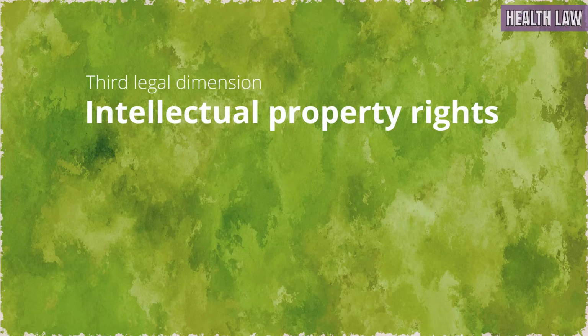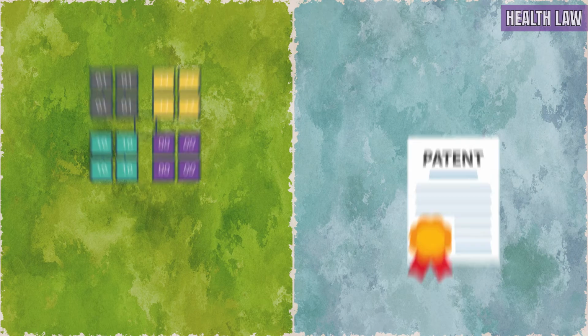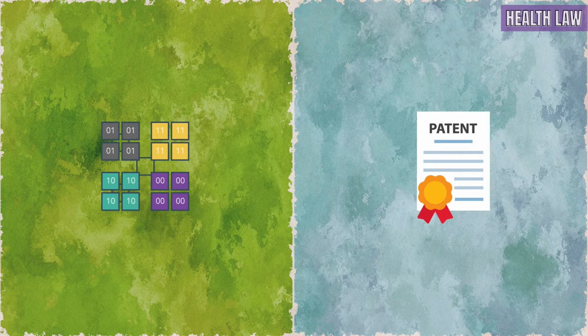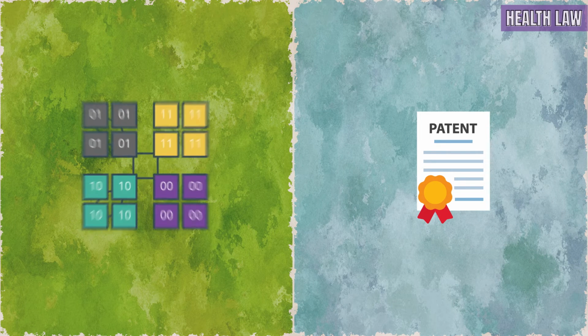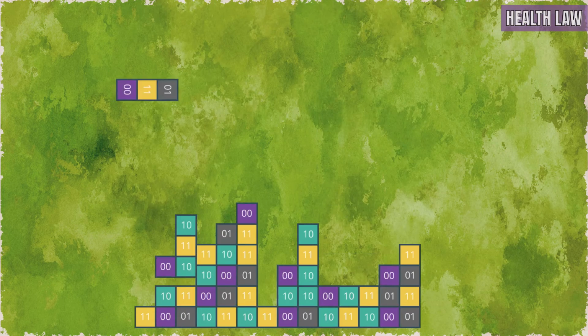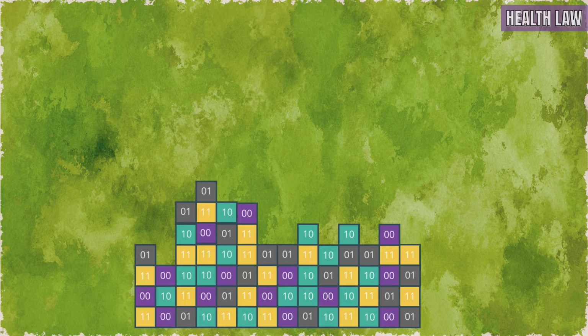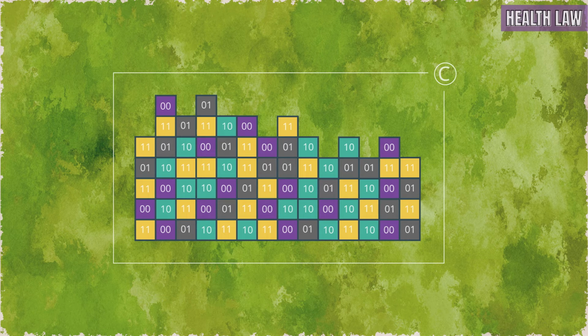The third legal dimension that is relevant to personal genomic sequence data is intellectual property rights. We will consider two kinds of intellectual property rights that are relevant to personal genomic sequence data, namely copyright and patents. If someone creates a compilation of personal genomic sequence data, that is, a genomic data set, copyright in such a dataset will automatically vest in such a person. Importantly, copyright vests in the dataset as a whole and not in the constituent instances of personal genomic sequence data.